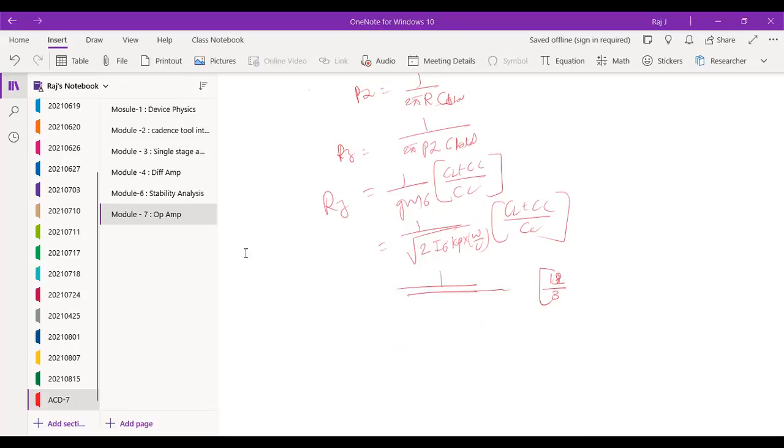13 by 3 into 0.526. It is 2.3K, right? 2.27K, right? So 13 by 3, yeah, 4.3, into 1 by gm6. Okay.